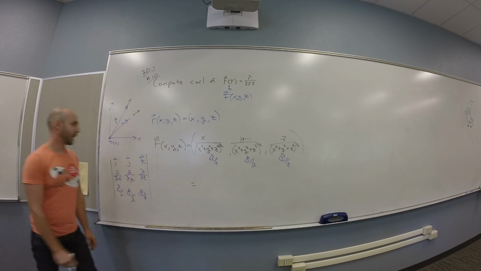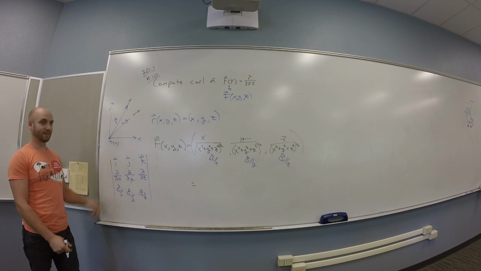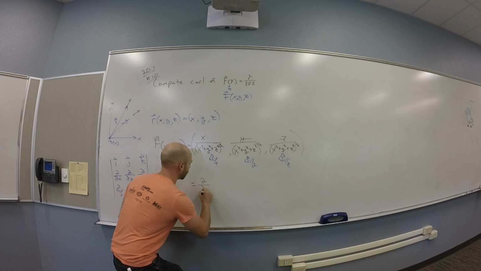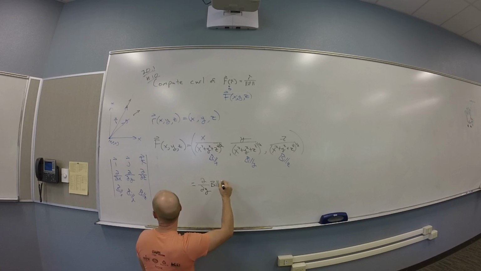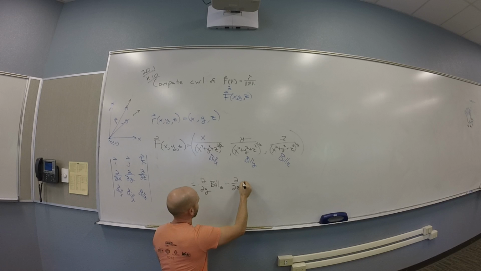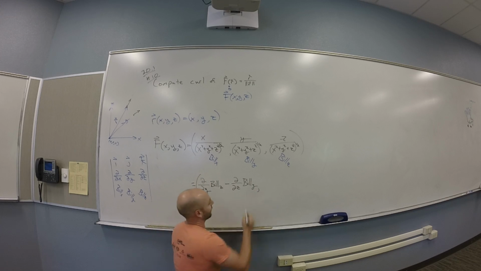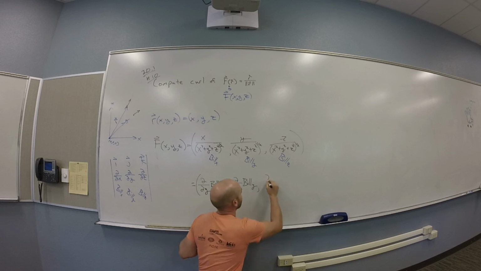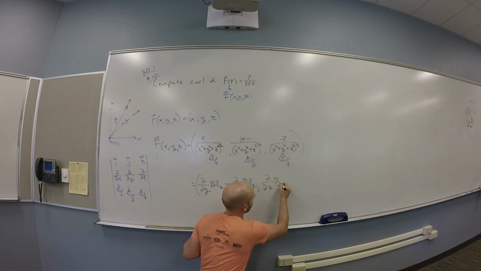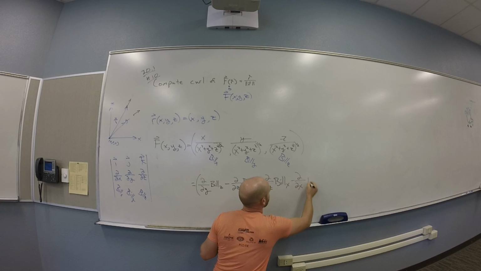So what do I get here? How do you do a curl? Take Bill cross Z, product. So I need the partial with respect to y of Bill z, minus the partial with respect to z of Bill y. Then comma, partial with respect to z of Bill x. I did it backwards, so to deal with the minus, we're doing partial z of Bill x minus the partial with respect to x of Bill z.